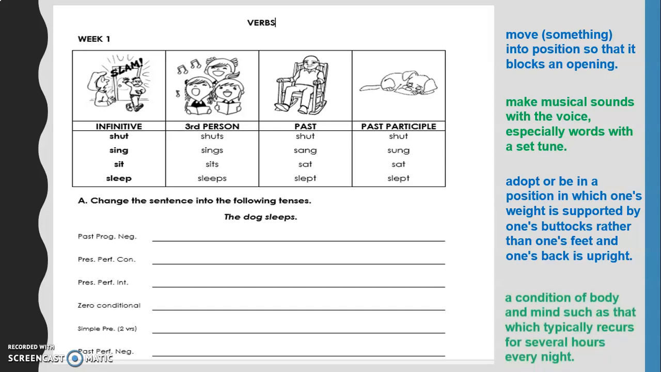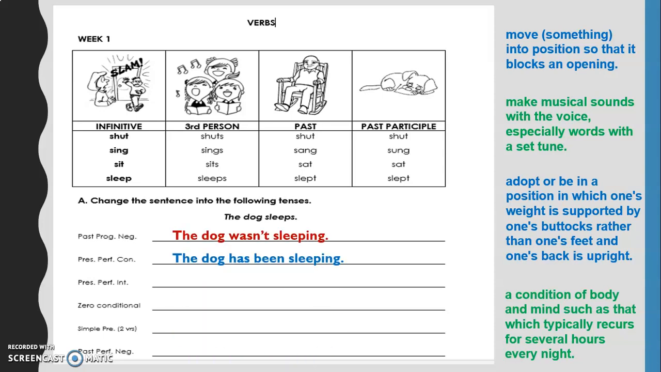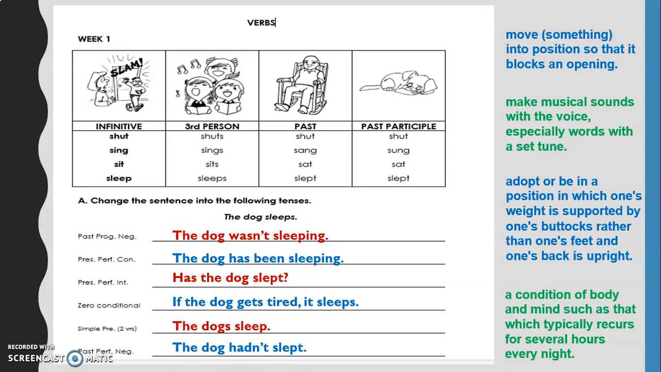Okay? Sleep is a condition of body and mind such as that which typically recurs for several hours every night. You can sleep, you can take a nap, okay, as you can see it on the picture. We have different conjugations. We have the third person, we have the past tense, and the past participle. Let's see, you were supposed to complete these on your contract. I had already completed them and we had already checked them, but we're going to read them anyways.